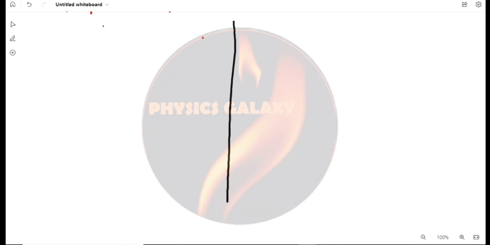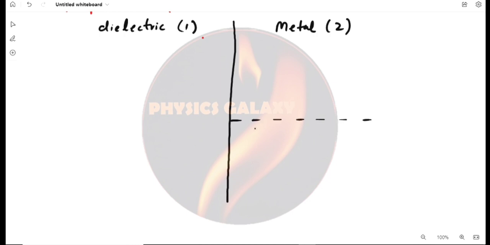On the left-hand side I have a dielectric medium, that I will call medium number 1, and on the right-hand side I have a metallic medium, so metal, that I will call medium number 2. My coordinate system is like this. This is my z direction, this is my x direction, and my y direction is coming out of the screen.